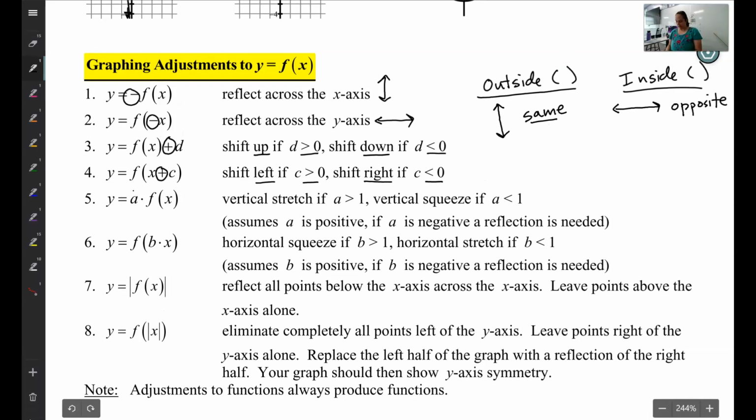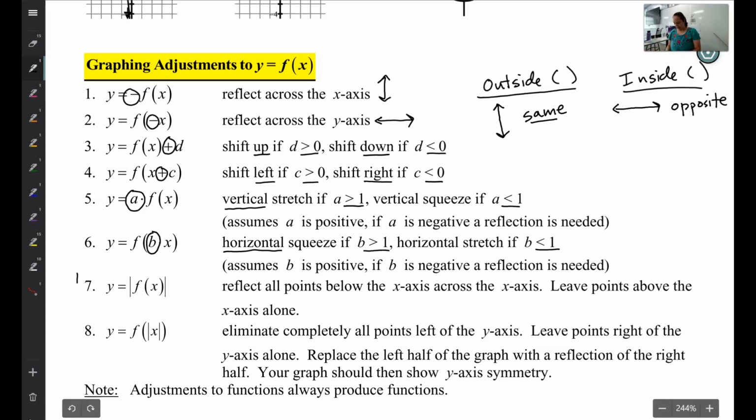Same with multiplying. If I multiply something outside, then it's a vertical up and down stretch. It's a stretch if it's greater than 1, squeeze if it's less than 1, which is kind of intuitive. Bigger than 1, stretch. Less than 1, squeeze. If it's inside, now we've got a horizontal side to side, and this one is counterintuitive. If it's greater than 1, you squeeze. If it's less than 1, you stretch.